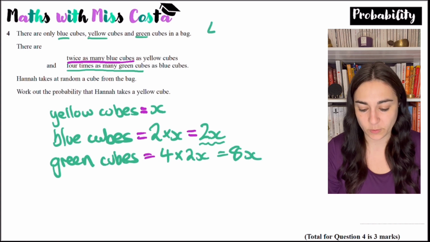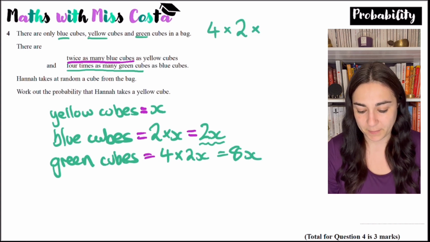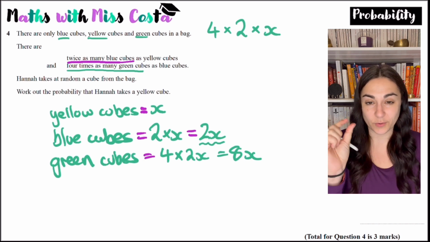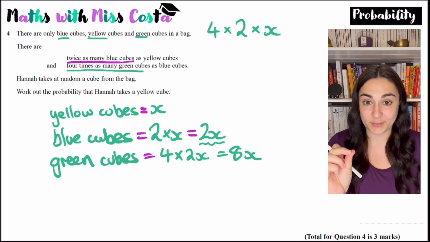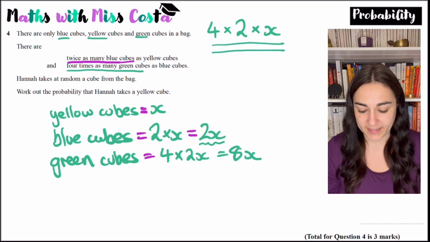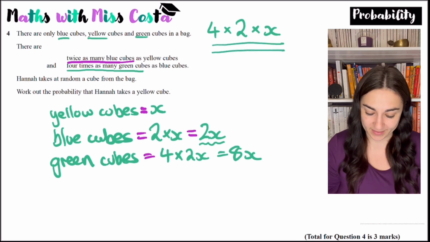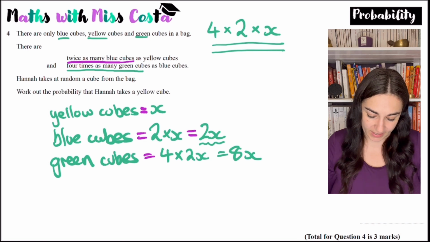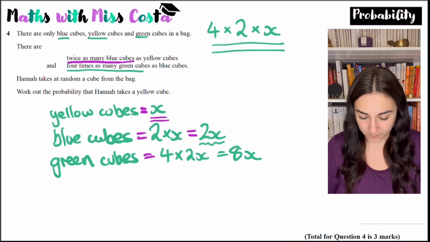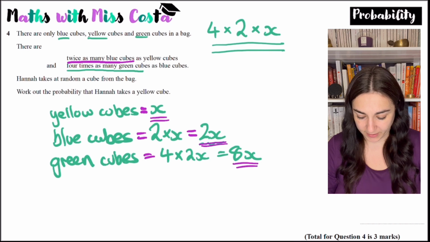If you're still getting a little bit confused with the algebra, just remember to split it all up. So in algebra, everything that is next to each other, all the letters and terms, if they're attached and they're coefficients of one another, then you can just split them up like this and then multiply the numbers and then whack the letter back in. So there are my expressions for yellow, blue and green.